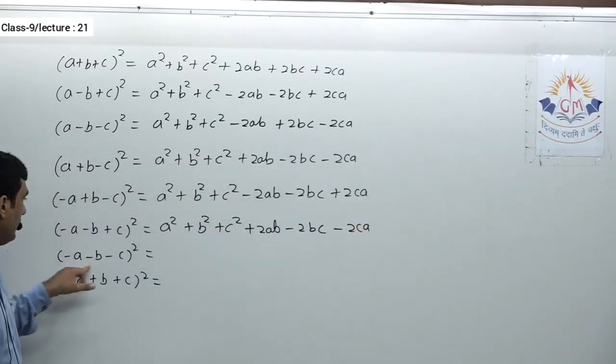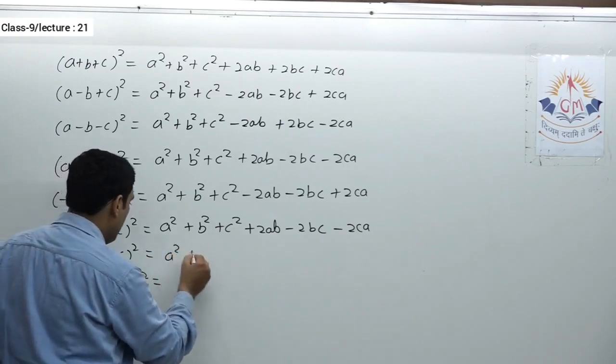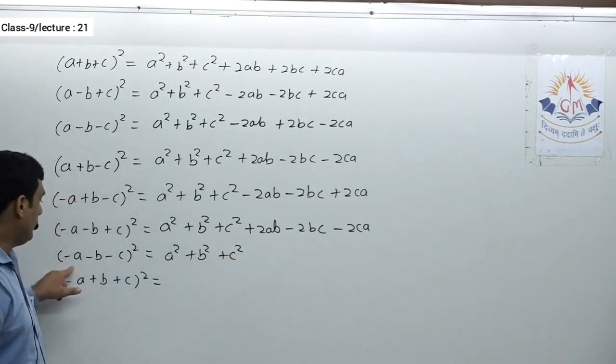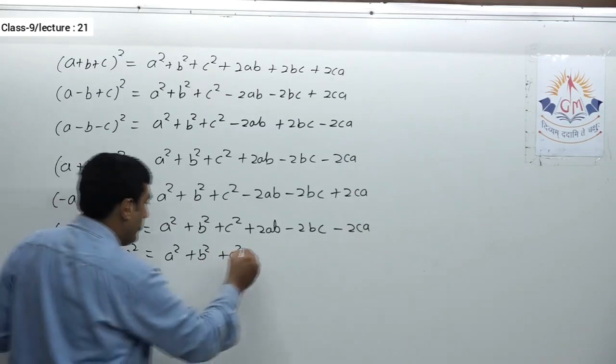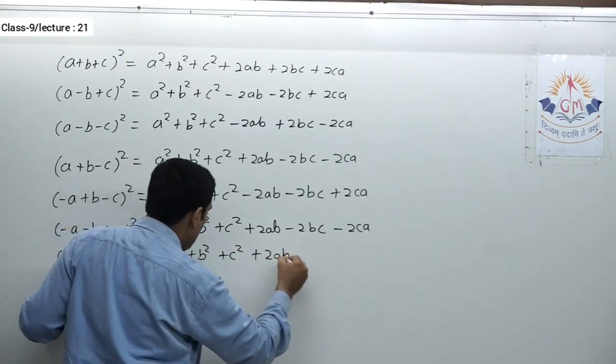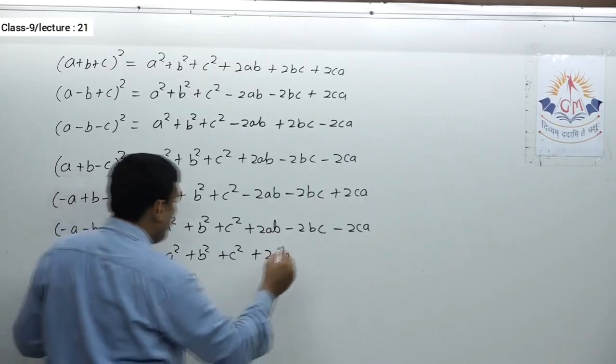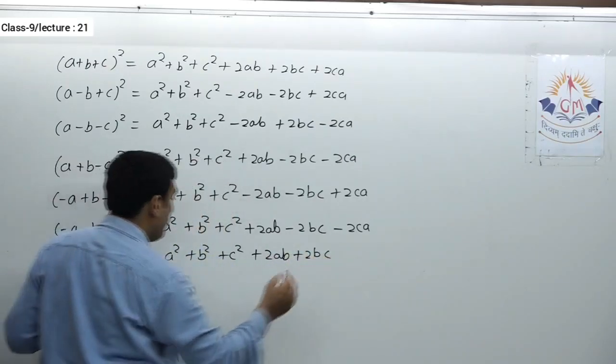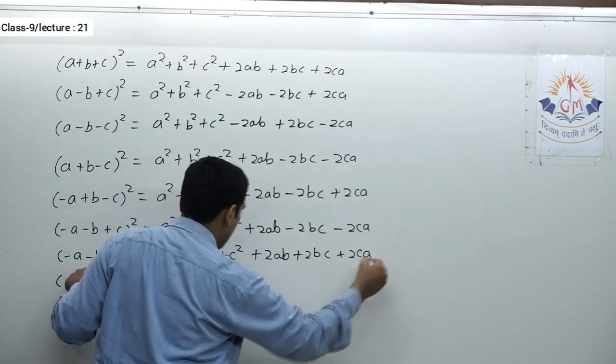Now over here, a square plus b square plus c square. Now both have the same sign, so plus 2ab. Again both have the same sign, so plus 2bc. Again both have the same sign, so plus 2ca.